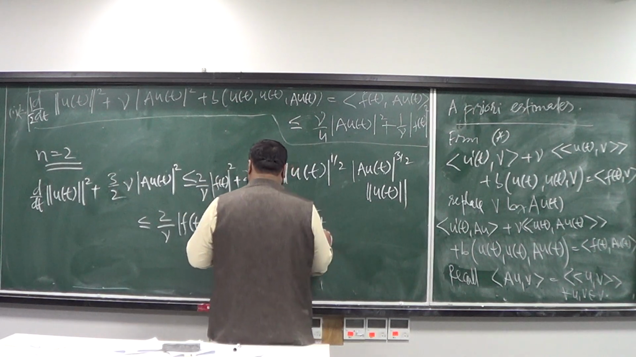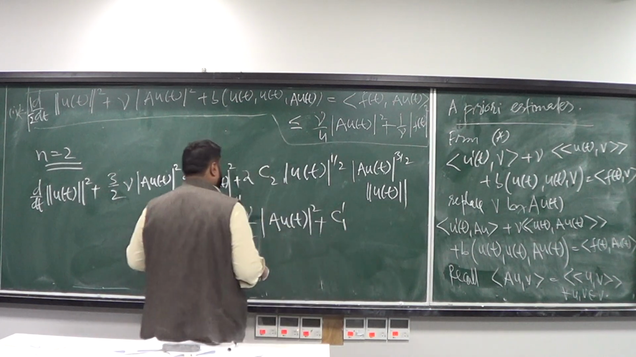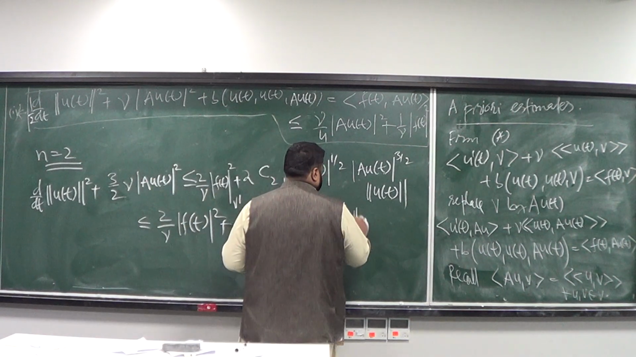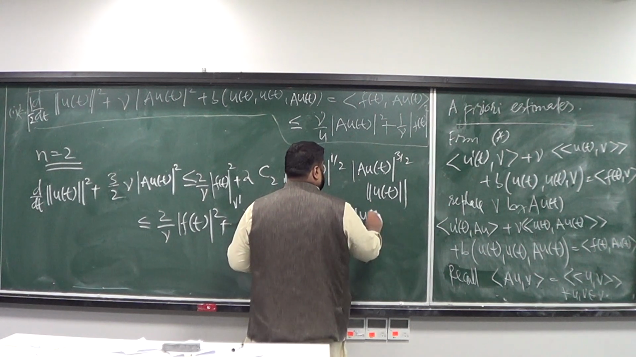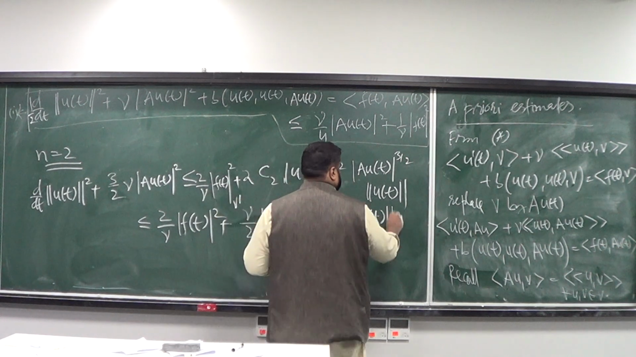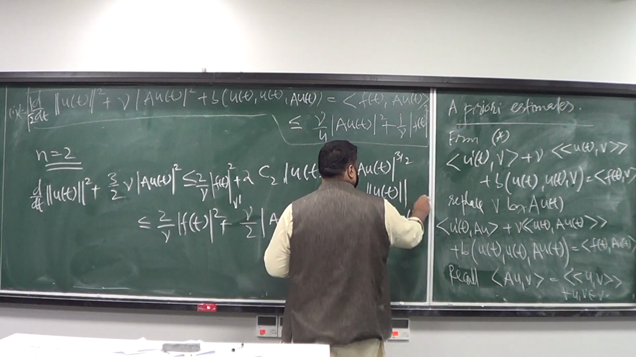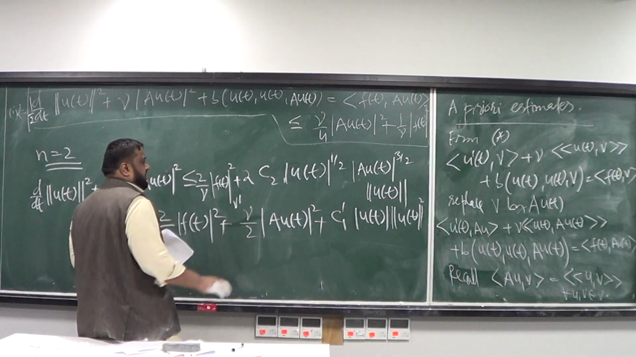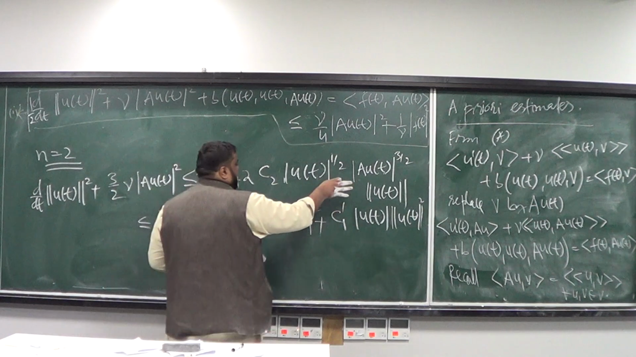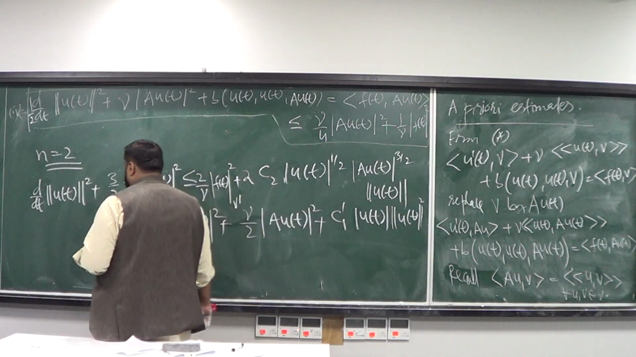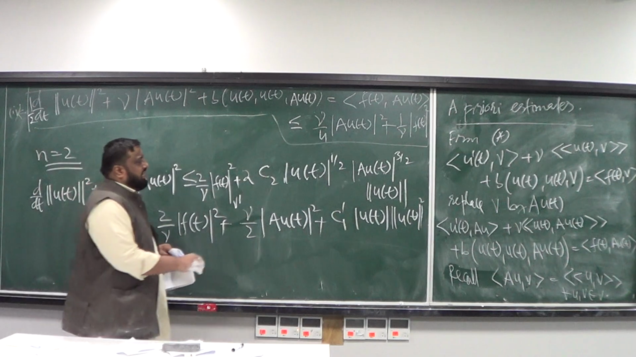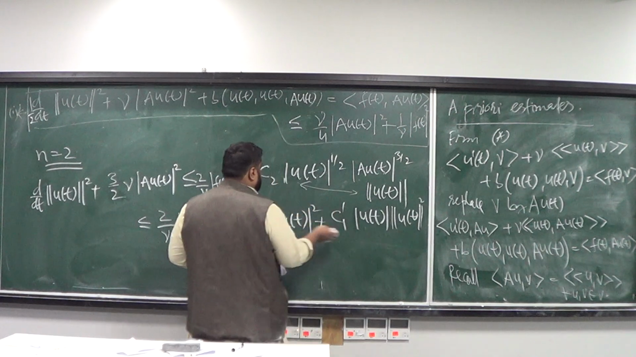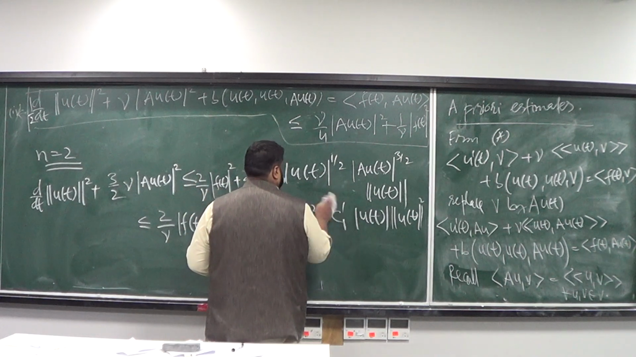plus some constant, let's call it c1 prime, times the norm of u of t times the norm of A u of t squared. So this is what I'm doing. You have to figure out how Young's inequality can lead you to this expression. It's not difficult. I think these two terms need to be put together, and you have to choose constants cleverly so that you can get to such an expression.